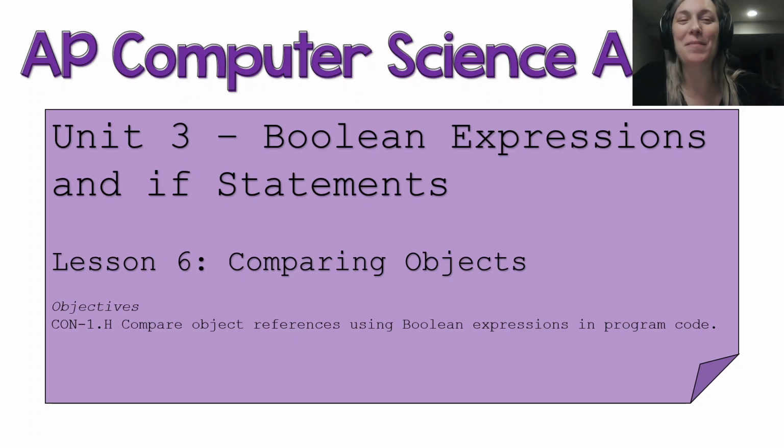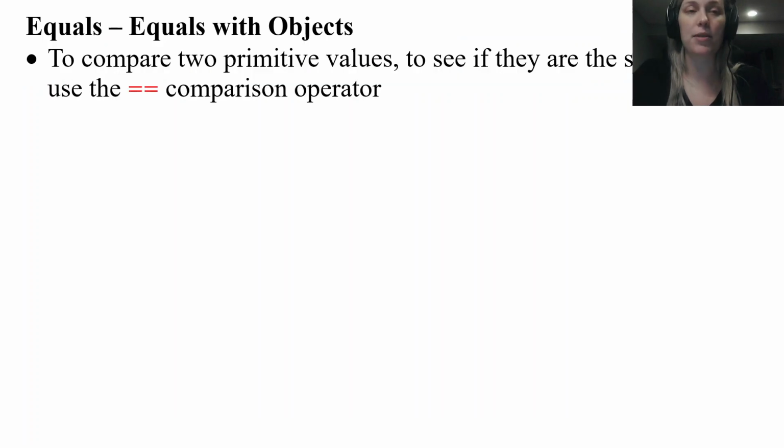Welcome to another computer science lesson where I, Goldie, take you through Unit 3, Boolean expressions and if statements. Today's lesson is going over comparing objects, and this is actually our last lesson in this unit. So we're going to talk about those Boolean expressions and how we compare primitive types versus reference data types.